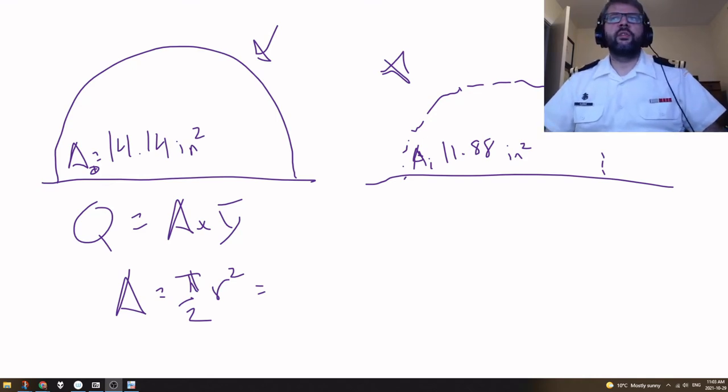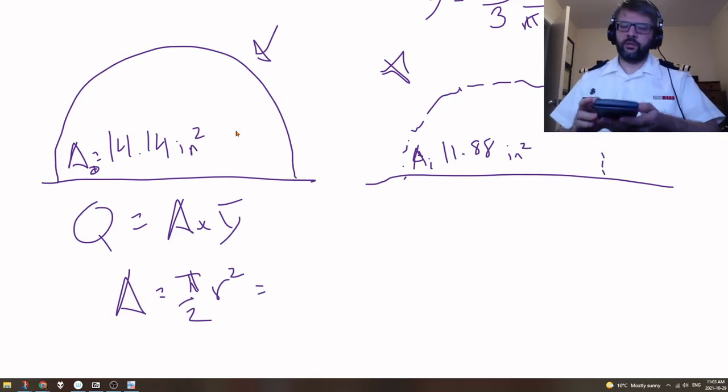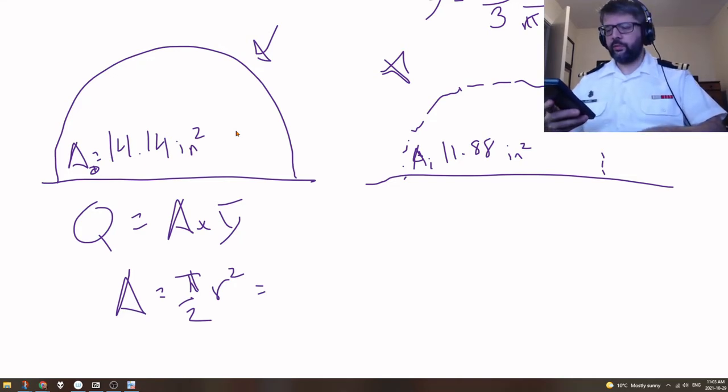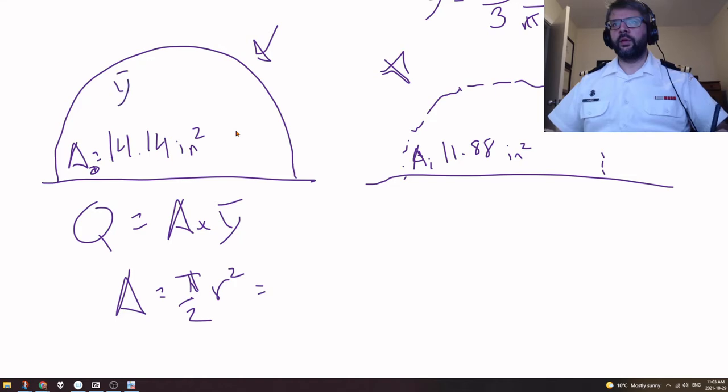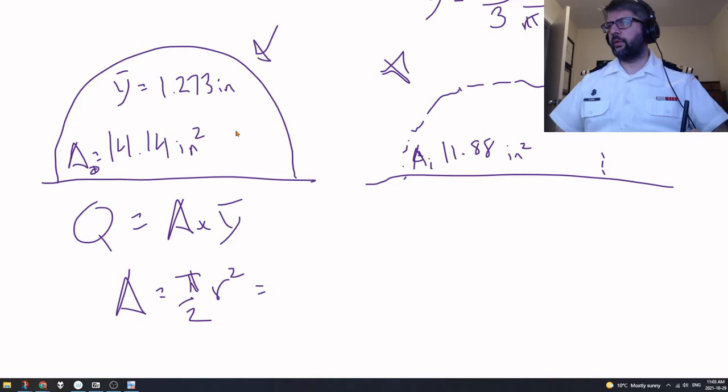And then for the location of the y bar, that is for a hemicircle 4 over 3r over pi. So 4 over 3 divided by pi, it's 0.4244. So times 3 for this one, that gives us 1.273 inches, and times 2.75 for this one, that's 1.167 inches.